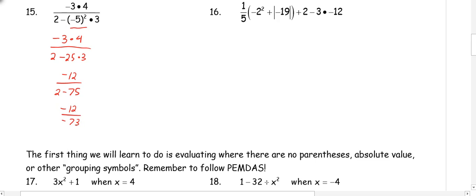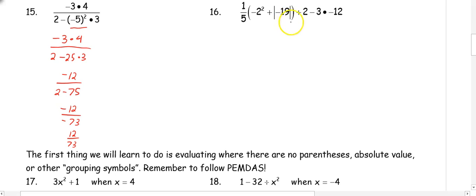Now, both of those numbers don't have anything in common to divide by, but they're both negative, so we can turn them into positives. Number 16, we have 1/5 times parentheses negative 2 squared plus the absolute value of negative 19, plus 2 minus 3 times negative 12.